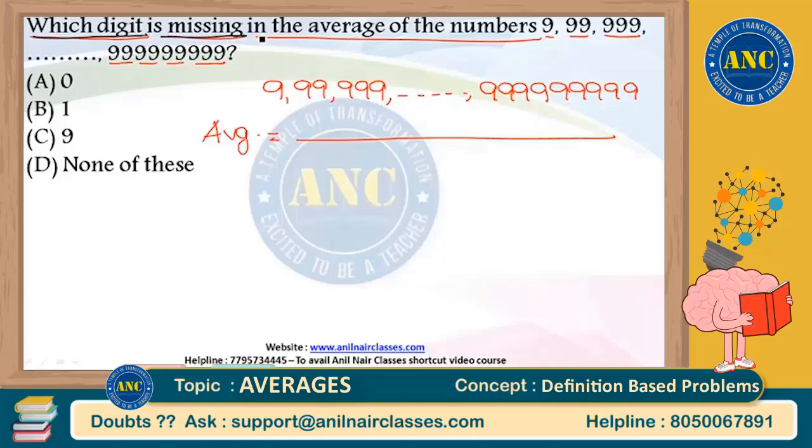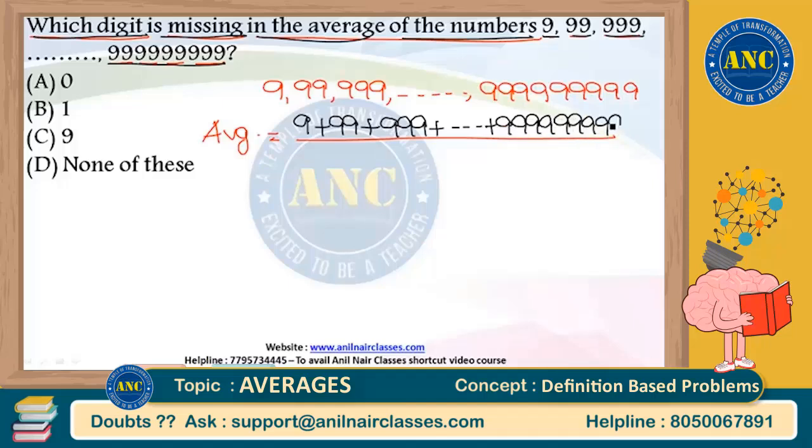Which digit is missing in the average of the numbers 9, 99, 999? Last number is having 9 written, sorry, 9 written 9 times. Now see here, sir. Average is sum of the quantities 9 plus 99 plus 999, the last number having 9 written 9 times, divided by number of quantities. How many terms are there? There are totally 9 terms.